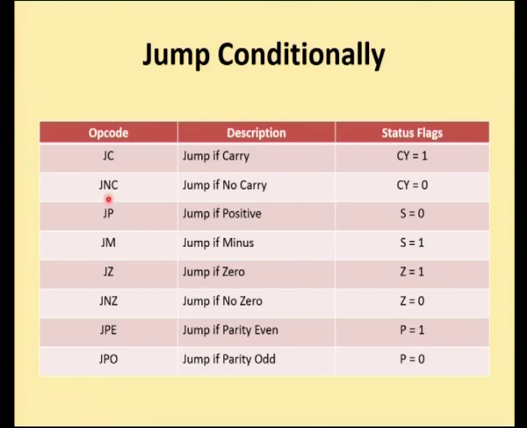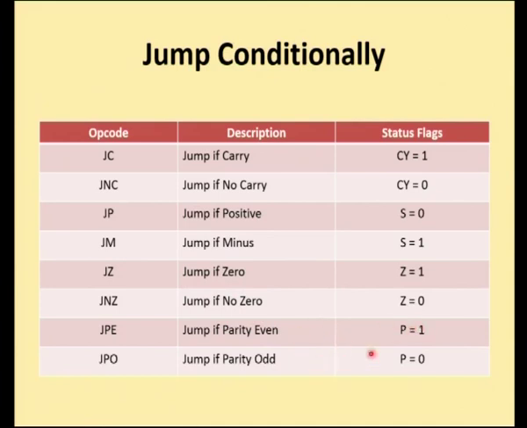These are the conditional instructions, which are JC, depends on the carry flag. If it is set, then you can take jump on carry. If it is reset, then you can take it as jump on no carry. Based on the sign flag, if the sign flag is 0 it means jump on positive, if the sign flag is 1, jump on negative or minus. It depends on the zero flag, we have 2 conditions: jump on zero, jump on no zero. If Z is 1, it represents the zero flag is set, so jump if zero condition is met.